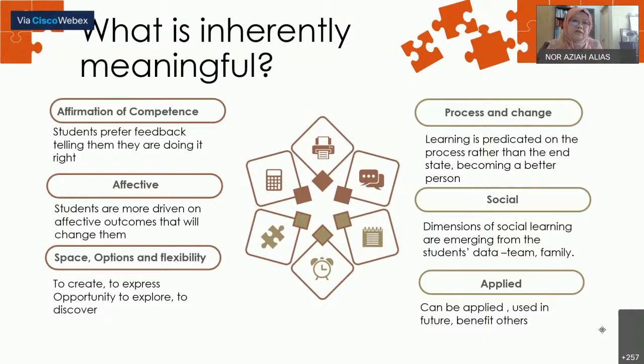Students are more driven by affective outcomes that will change them. When we educate, we seek to change the student in terms of level of knowledge, in terms of their affective outcome, even in their school, right? So they are more driven by the affective. They want space, options, and flexibility. Learning is more predicated on the process rather than the end state. Actually, students are saying this. I don't want to put in all the comments from the students. And social learning should come in, and of course can be applied. Our students say this a lot. I want to apply it later, something like that.